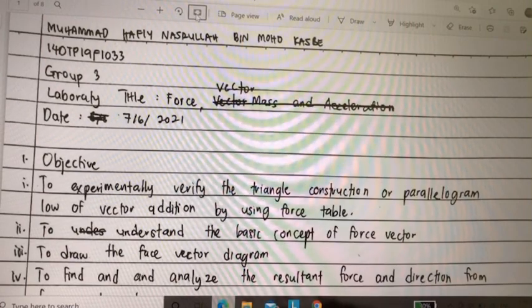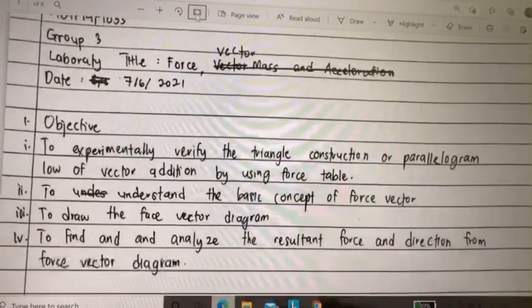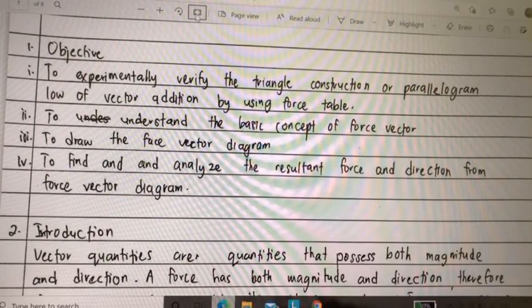Today I want to present about a laboratory report. The title is Force Vector and Acceleration. Objective: to experimentally verify the triangle construction of a parallelogram law of vector addition by using a force table.